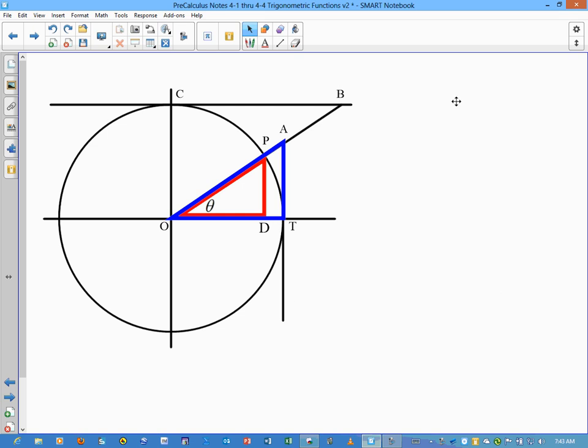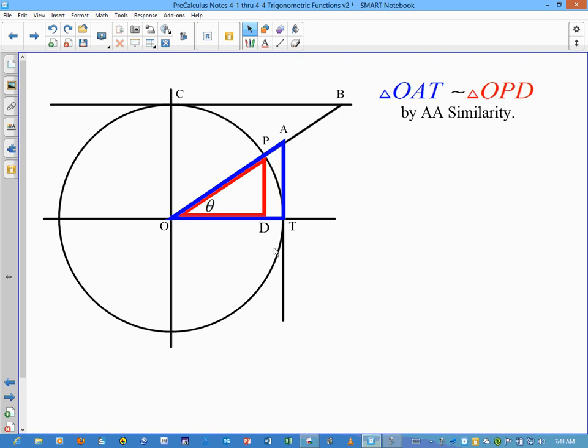So our first observation is going to be that OAT is similar to triangle OPD, and that's because of angle-angle similarity. Since they are both right triangles, and they both contain theta, they have two angles in common, therefore by angle-angle similarity they are similar triangles.